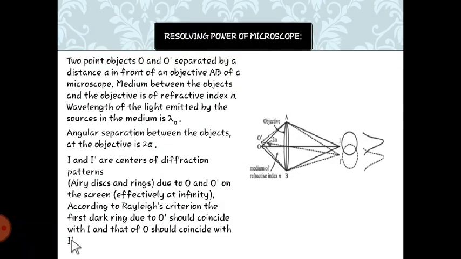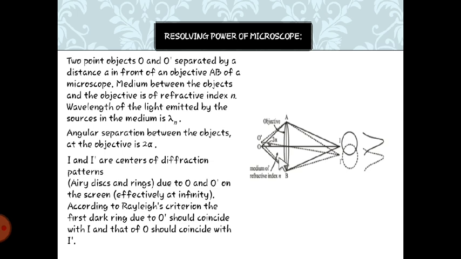Here you can see the diagram in which we are supposed to consider AB as an objective. Now what is an objective? You must have seen the microscope in our physics lab or in our biology lab.